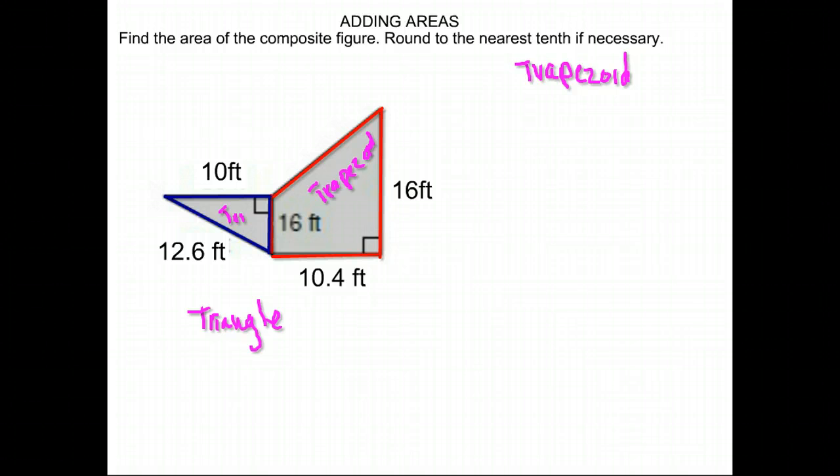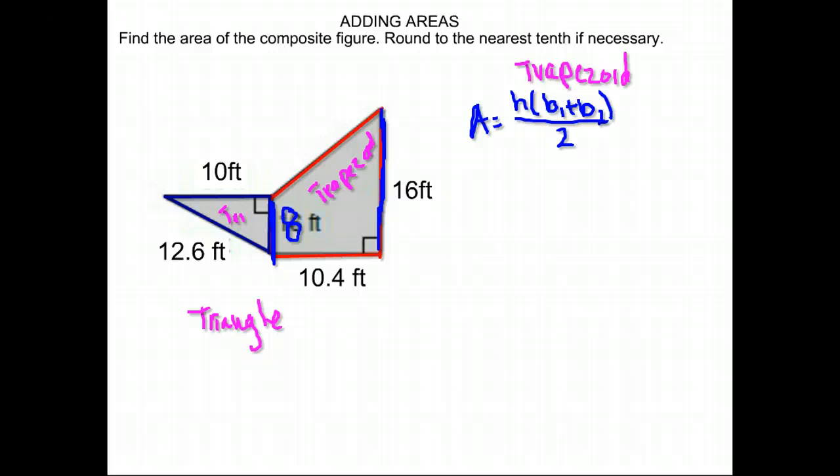Okay, so the formula for the area of a trapezoid is the height times base 1 plus base 2, there are two bases, divided by 2. For a trapezoid, that's how you find the area. Now the bases are the two parallel sides, two sides going the same direction. So here's one base, and here is the other base.